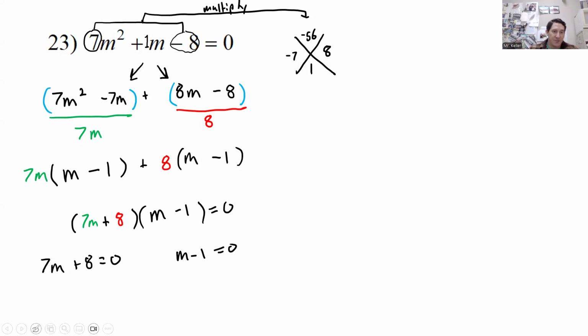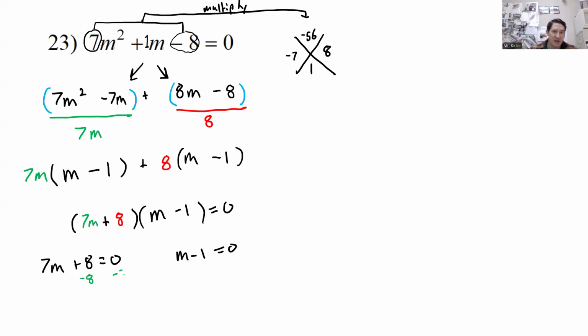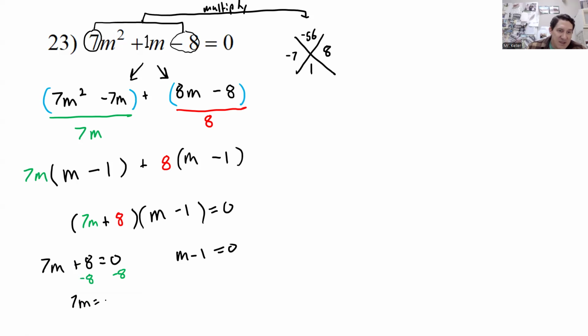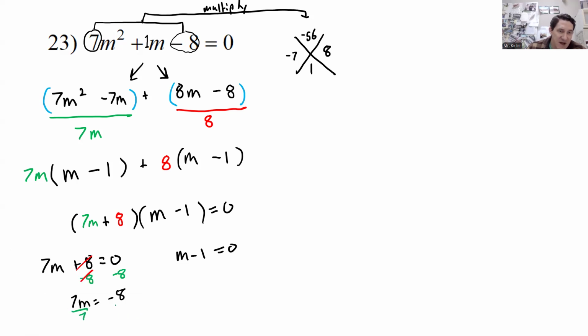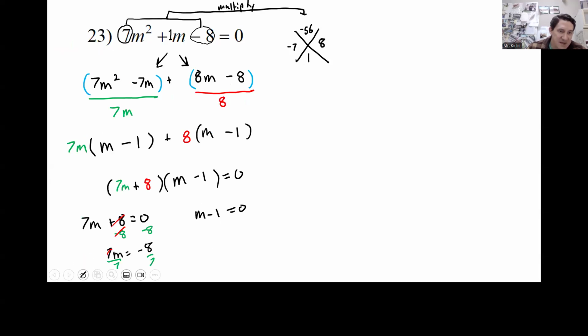So here, gotta subtract 8. So you get 7m is equal to negative 8. That cancels out. And then last step, divide by 7. So times 7 divided by 7 cancels out.